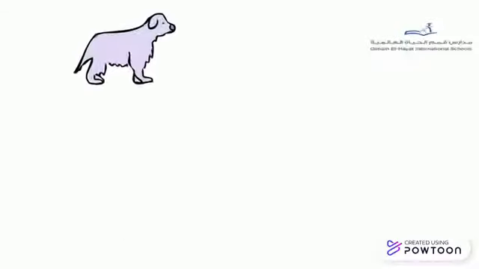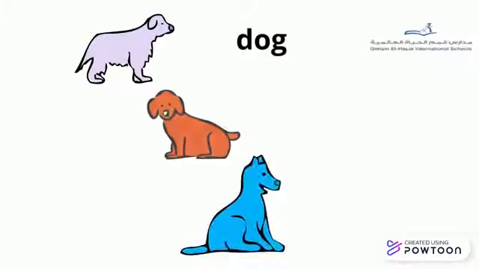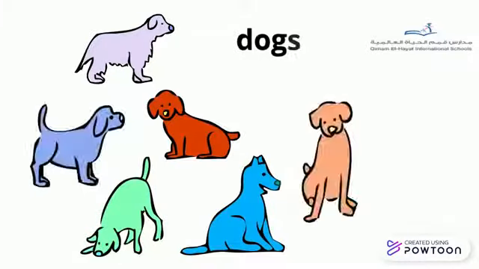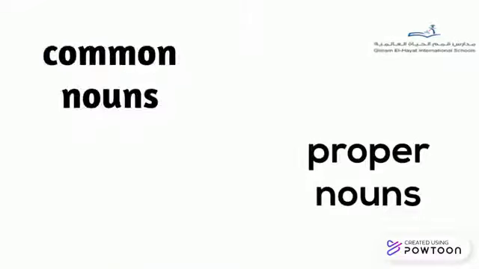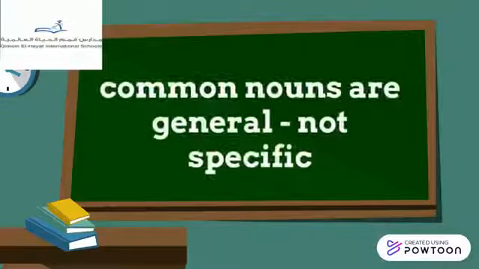Nouns can be singular, like if there is only one dog, and can be plural if there are several dogs. The last thing we are going to talk about today is the difference between common nouns and proper nouns. Common nouns are nouns that are general or could belong to more than one item. Baby is a common noun.